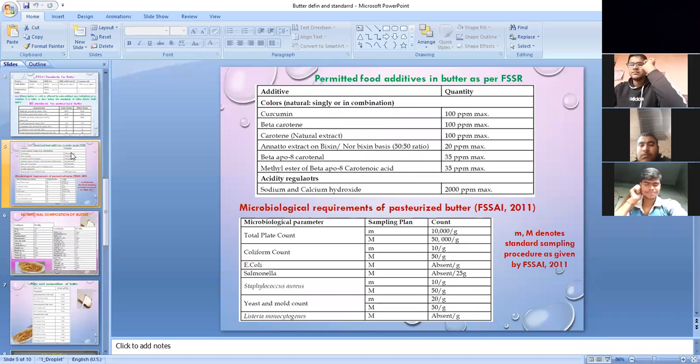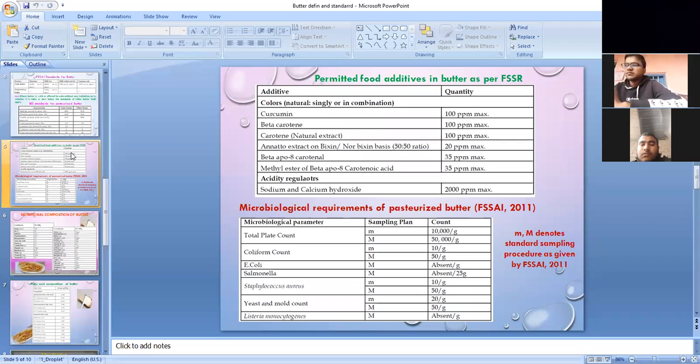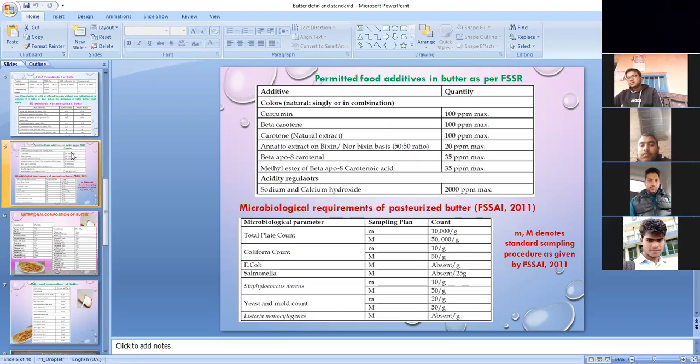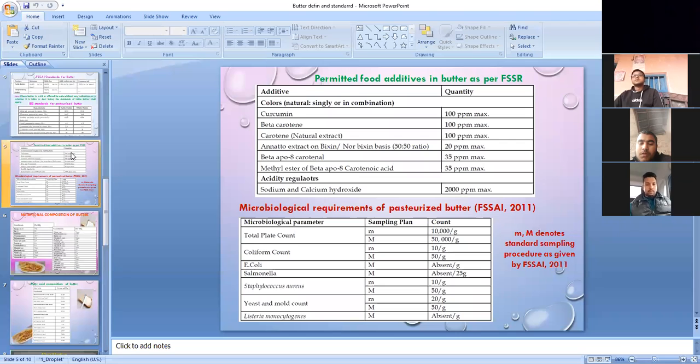उसी तरह से annatto extract, either it will be extracted on a bixin or non-bixin basis in the ratio of 50-50. The quantity of annatto extract should not be more than 20 ppm. Similarly, beta-apo-alpha carotenol should be not more than 35 ppm. Similarly, methyl ester of beta-apo-alpha carotenoic acid, not more than 35 ppm.